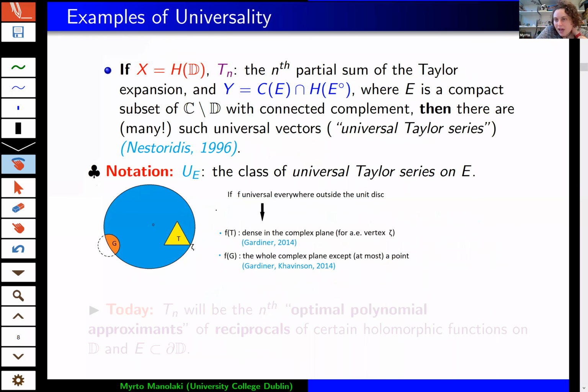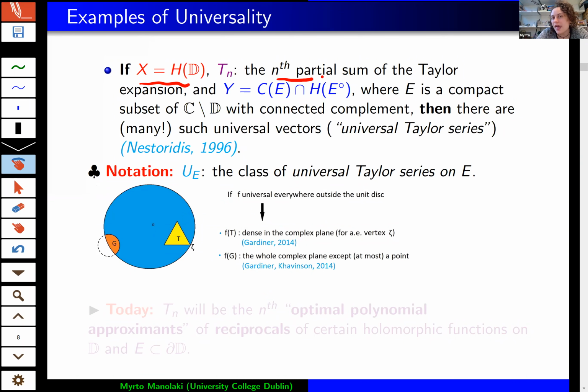And let's see a last example before we focus on our things. This is actually the example that I spent most of my research life on, the example of universal Taylor series. So here we have the unit disk in the complex plane. My space X will be the space of holomorphic functions on the unit disk.